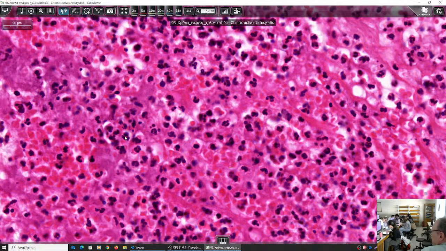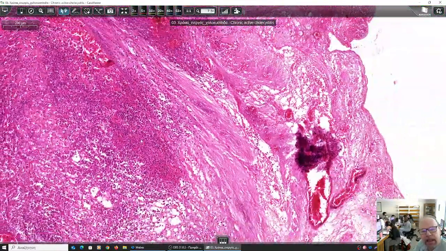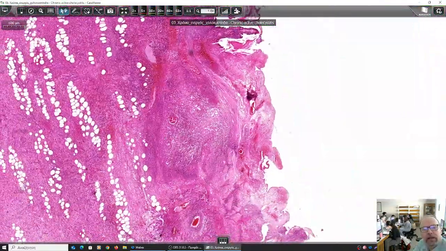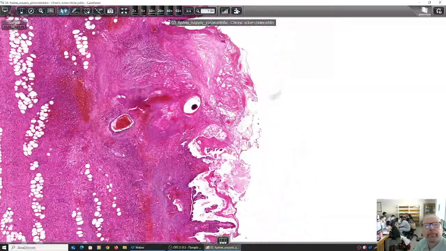What cells are these? You know them. Neutrophils, of course. So this is acute cholecystitis. Too many neutrophils, I'd say. Pus. And what else? Let's have a look here.